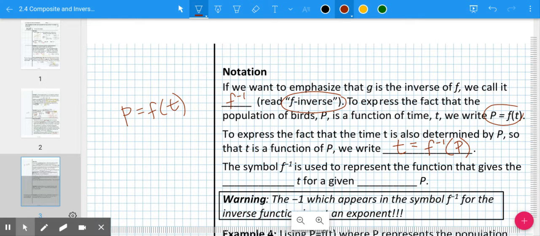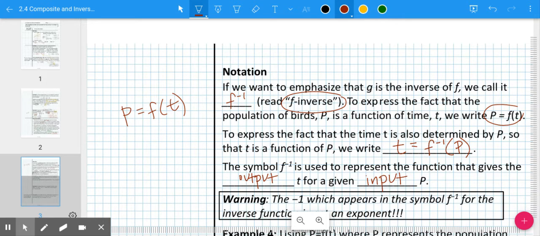So if I know that I'm starting with one function and then I'm writing the inverse, I switch the variables and I can go from f to f inverse. That symbol f to the -1 is used to represent the function that gives an output t for an input p. So again, that switching of input-output is very, very important.